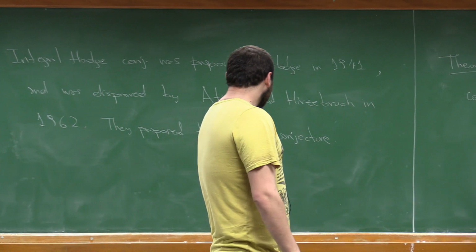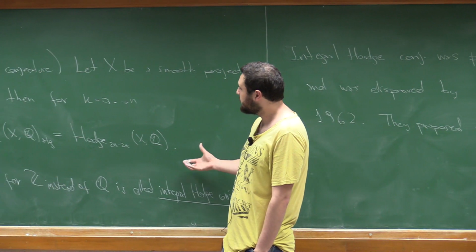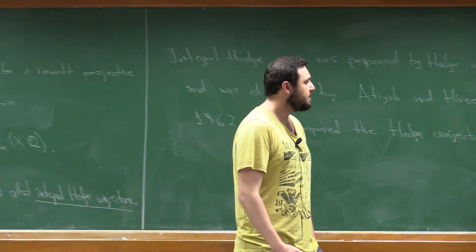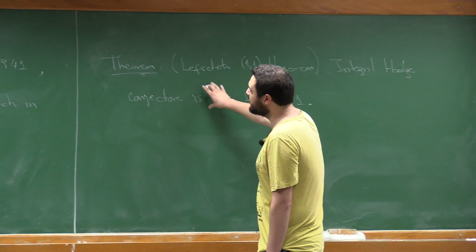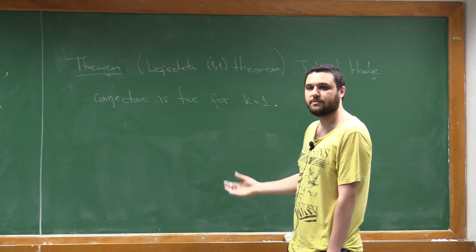And so, well, the only theorem that Hodge couldn't prove was this one, Lefschetz 1-1, and he was very impressed by this theorem, and he stated this conjecture. He was motivated by this result. That's why he stated the integral Hodge conjecture and not the Hodge conjecture, right?